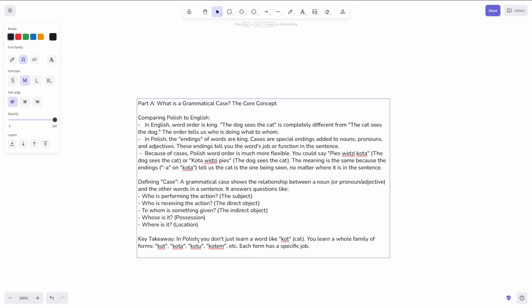So the key takeaway is that in Polish, you don't just learn a single word or a noun, like cat is kot, and there you go, that's it. You kind of learn a whole family of the word. I'm not saying that you have to memorize every possible form of the noun. I'm just saying that every noun is like a family, pretty much, because you can add particular endings that will change the job of that word in a sentence, okay?